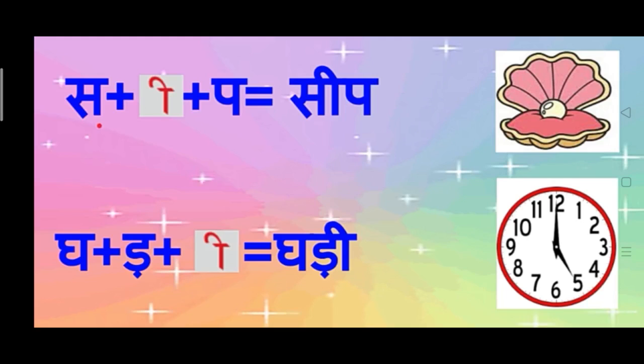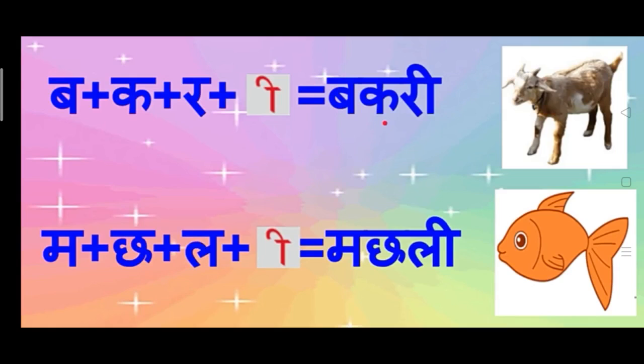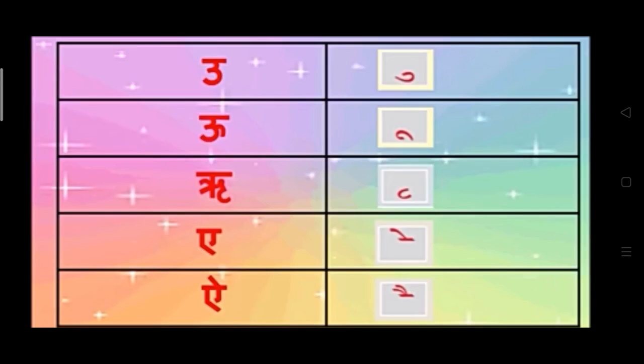Okay, students? Yes. Okay. Two more examples we are going to see. Ba plus ka plus ra plus e ki matra. What is that? Bakari. After ra, we are writing e ki matra. Correct. Bakari. Next one. Ma plus cha plus la plus e ki matra. Machali. Understood? After la, we are writing e ki matra. So, machali. Very easy, right? Okay. Up to e ki matra, we finish.